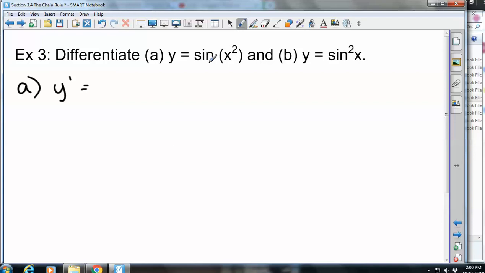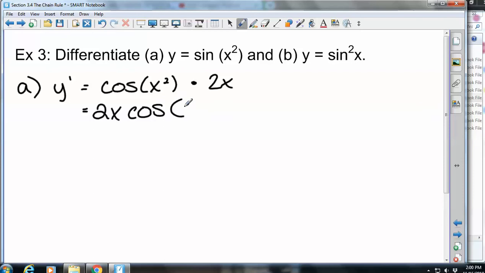So chain rule says you do the derivative of the outside and the inside doesn't change. So the derivative of sine is cosine. And the inside doesn't change, times the derivative of the inside. So derivative of x squared. So we get 2x cosine x squared.